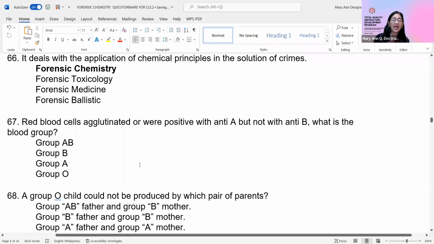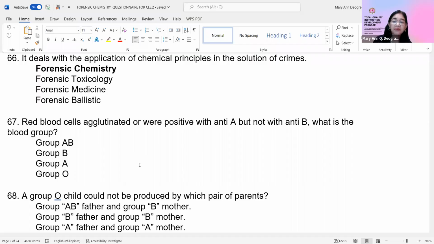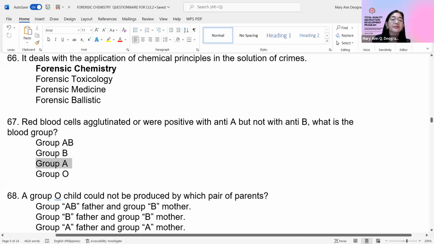Red blood cells agglutinated or positive with anti-A but not with anti-B. What is the blood group? Red blood cells positive with anti-A but negative with anti-B. What's the blood group? It's group A. Okay, so the technique that is used here, kasi red blood cells yan, is the direct. So kung saan siya positive, yun yung blood group. So the blood group indicated here is group A.